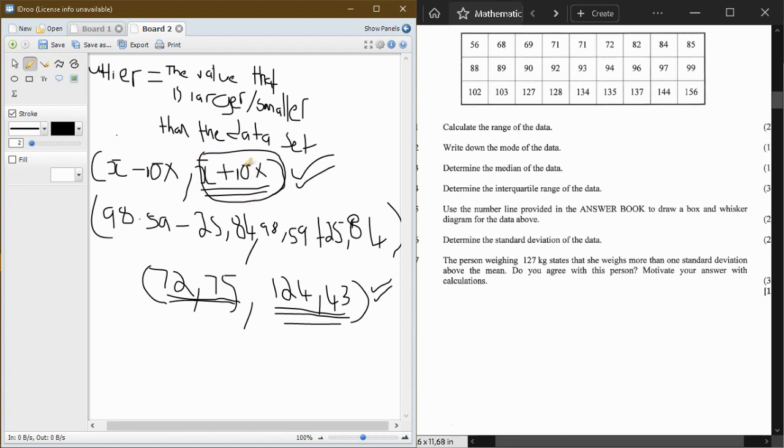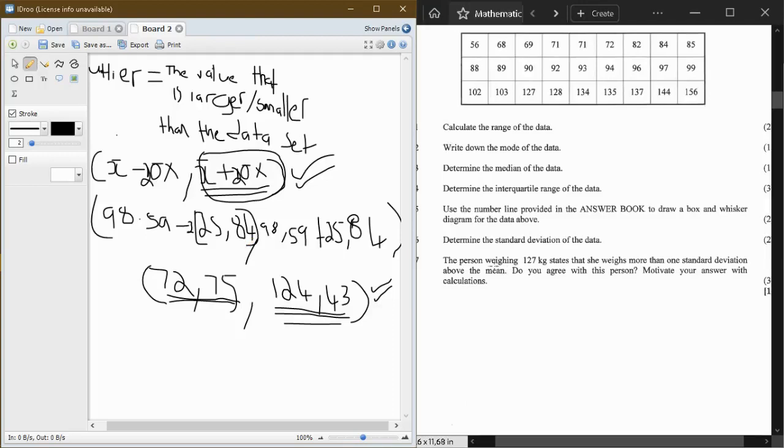It means we will look at the number there. But sometimes they say this person weighing 127 kilograms states that she weighs more than 2 standard deviations. So if they said 2 standard deviations, instead of putting a 1, you will put a 2. Which means now 25,84 you are going to multiply by 2, if they say that she weighs more than 2 standard deviations above the mean.